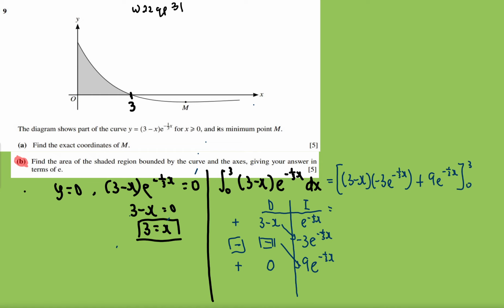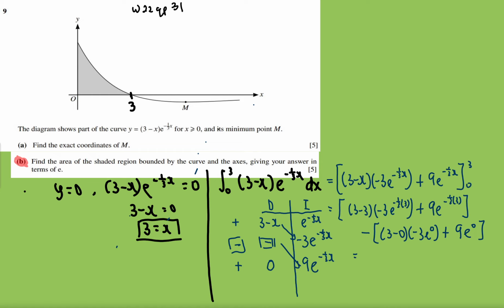Next step is substitution. We'll start by substituting 3. So 3 minus 3 will be 0. So we still write it there, negative 1 over 3x, negative 1 over 3 times 3, plus 9e to the power of negative 1 over 3 times 3. So that is the first part. Minus, when we substitute 0, it's 3 minus 0, negative 3e to the power of negative 1 over 3 times 0 is 0, plus 9e, again power 0.